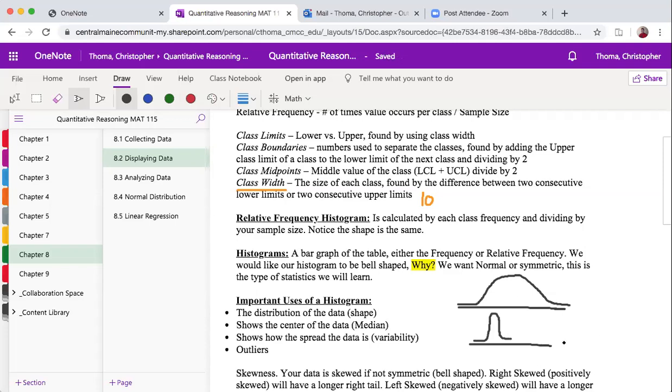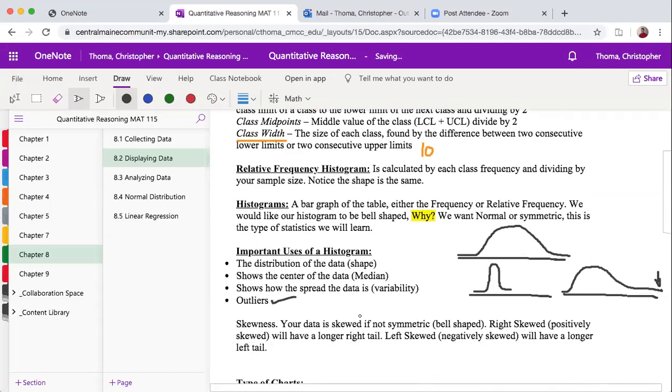And both of these are symmetric, but our data doesn't have to be. It could look something like this, where we have a long tail, which means I have outliers. There's something way out here that's pulling my graph out there, and we typically call that an outlier. And so we can tell if things are skewed or symmetric. Symmetric being bell-shaped, skewed being like this.